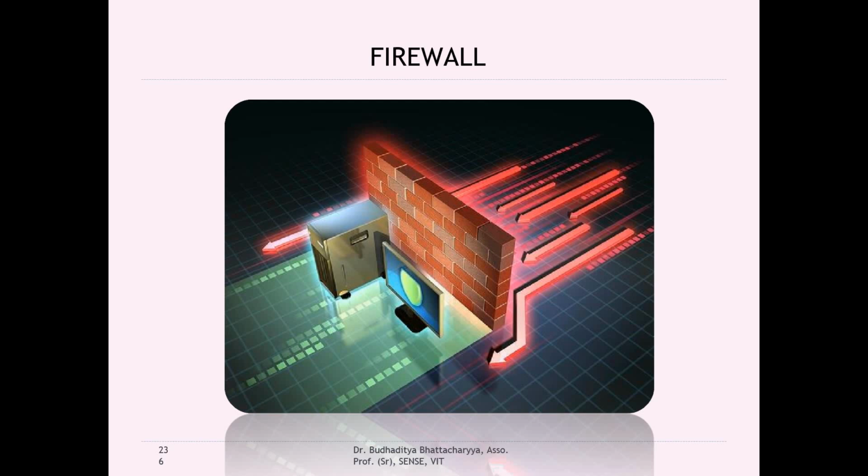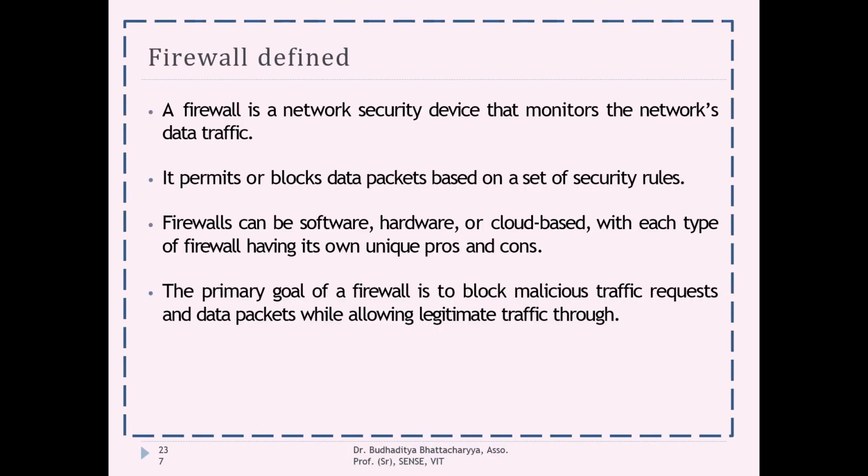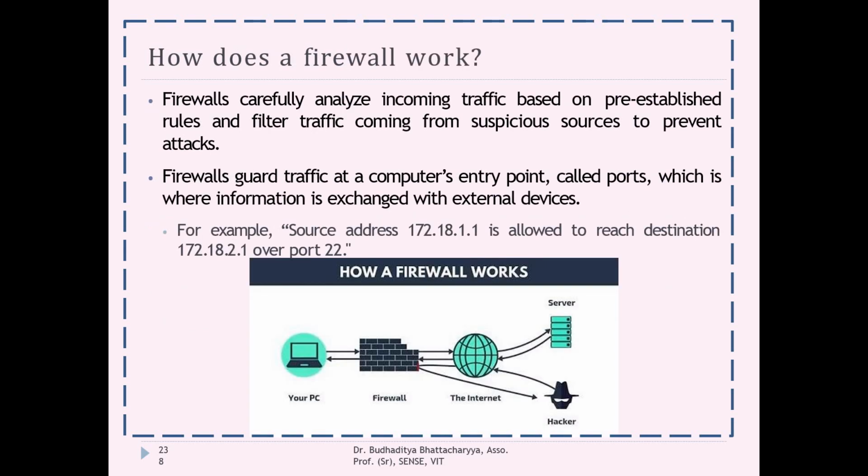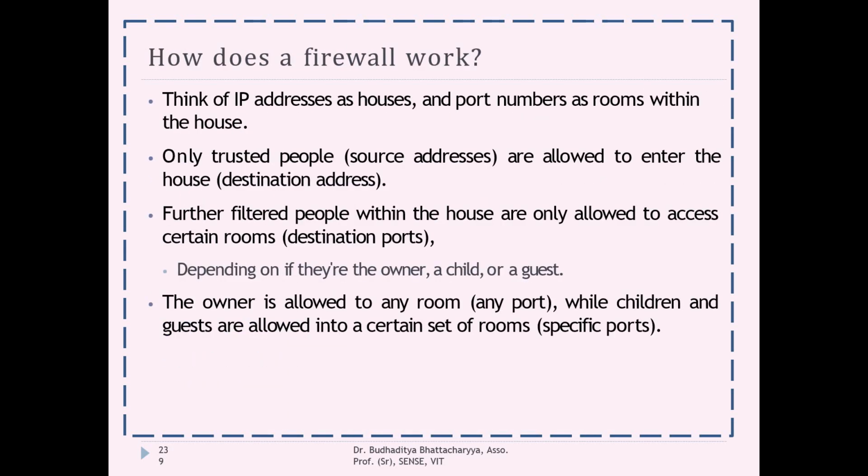Record protocol. Now we come to the second part of our discussion of module 7, which is the firewall. Again, all of you must be knowing it. A firewall is a network security system that monitors the network data traffic. How does a firewall work? Everyone knows it, but for example, we have an IP address. An IP address can be considered as the address of a house, and the port numbers can be considered as the room numbers. Just an example you can see over there.